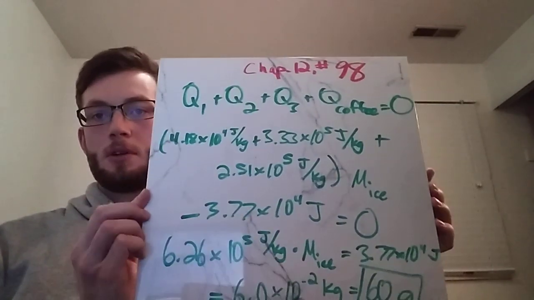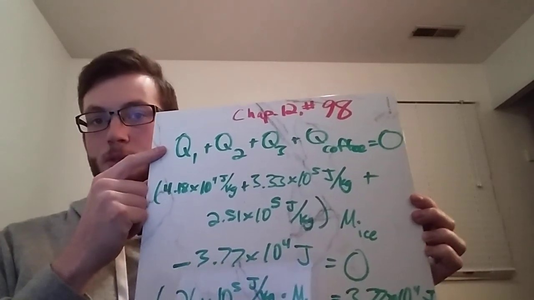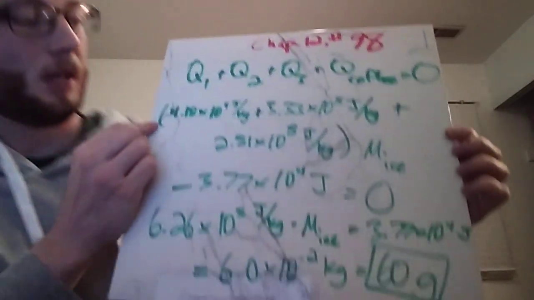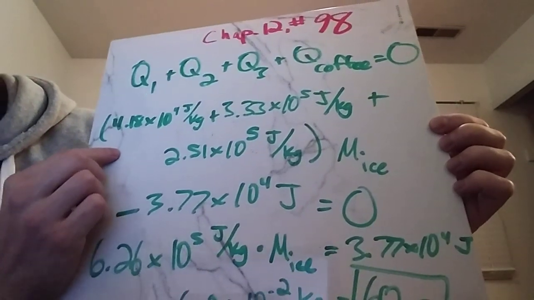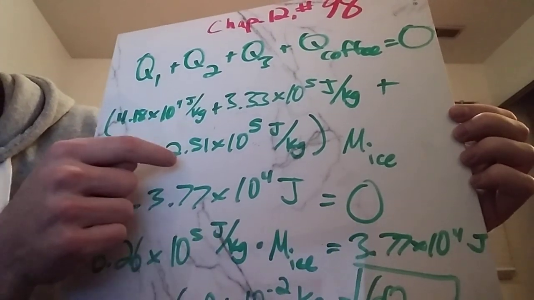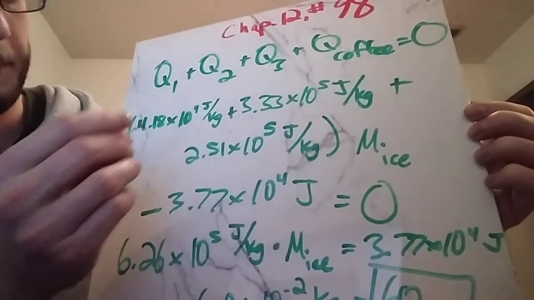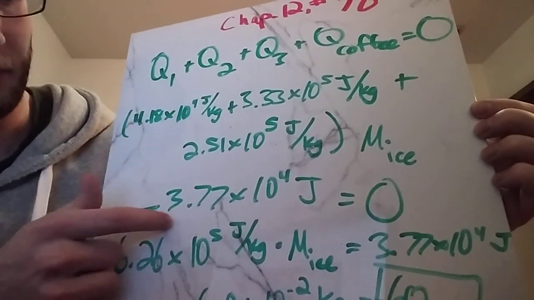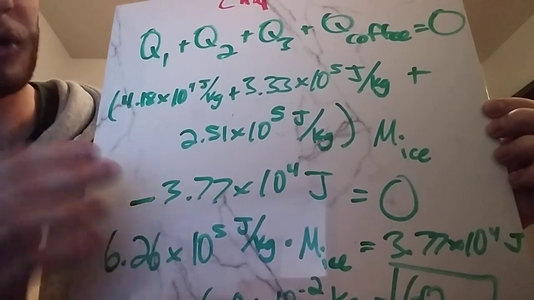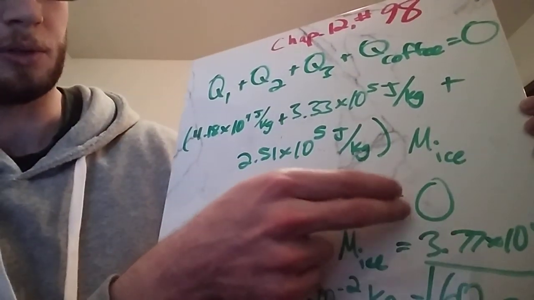Okay, so now that we've solved for all of our Q values, we can go ahead and plug them into this original equation that we were talking about. Q1 plus Q2 plus Q3 plus Q coffee is going to equal 0. So we have our 4.18 times 10 to the 4th joules per kilogram plus 3.33 times 10 to the 5th joules per kilogram plus 2.51 times 10 to the 5th joules per kilogram. That's going to be multiplied by the mass of the ice, and then it's going to be minus 3.77 times 10 to the 4th joules, because again, remember we came out with a negative value. We're not actually subtracting that. It really is plus, but because it was a negative value, we're going to subtract that. That whole equation is going to be equal to 0.